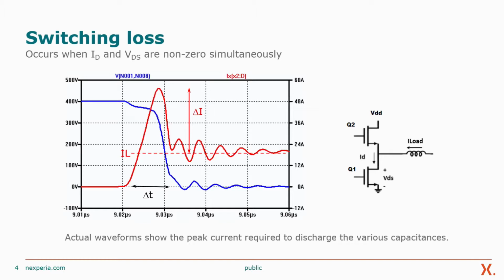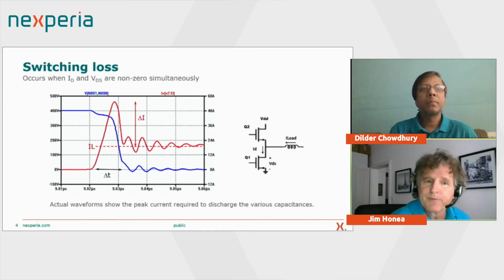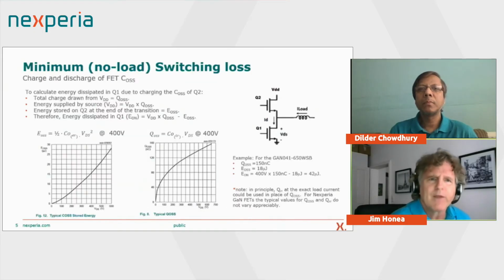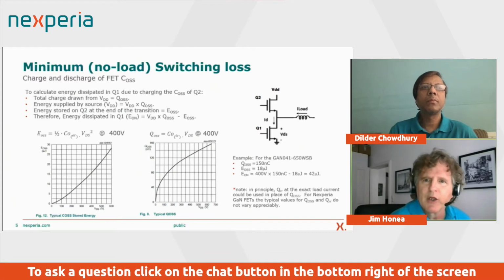Now, the capacitances we're interested in, some will be external, but a major one is the charge on the output capacitance of Q2. So when we turn on Q1, we're charging Q2. That's what we'll take a look at here, and that is a no load switching loss. In other words, whether we have a load current or not, we will charge up that capacitance of Q2 using Q1, and there will be loss associated with it.